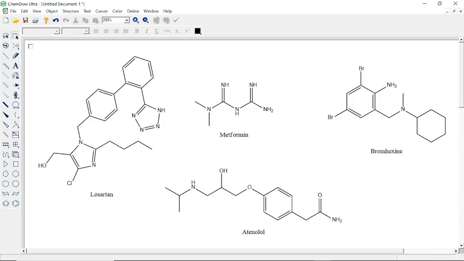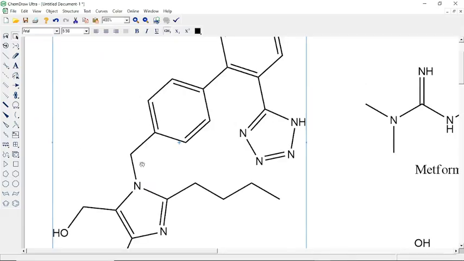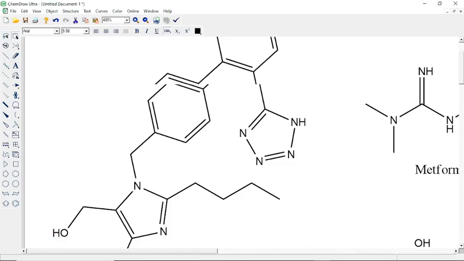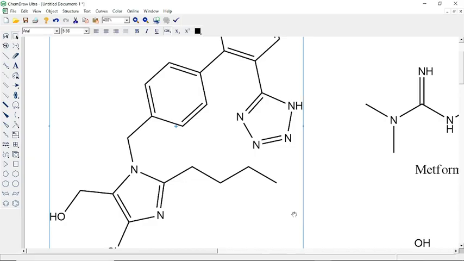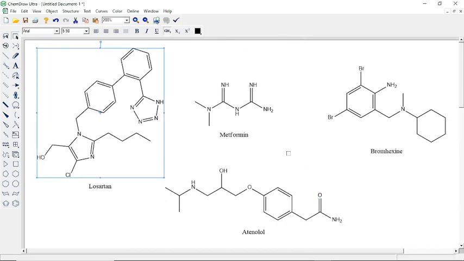Let's start with losartan. So this is losartan. Look at the losartan. I want people to look at it and tell me what is the dentate nature of losartan. Let me bold it more for you. Let me try to bold it. So look at it and tell me what is the dentate nature of losartan.